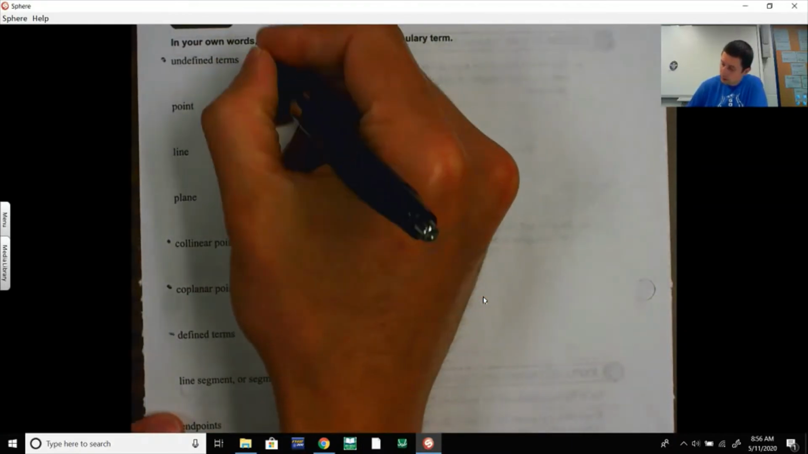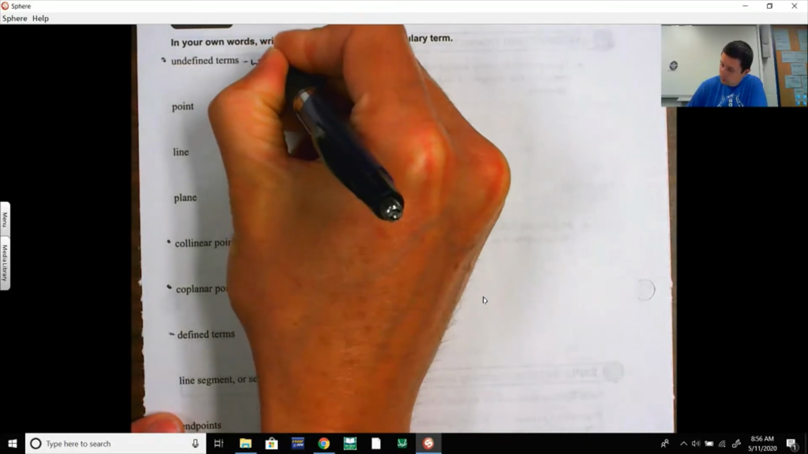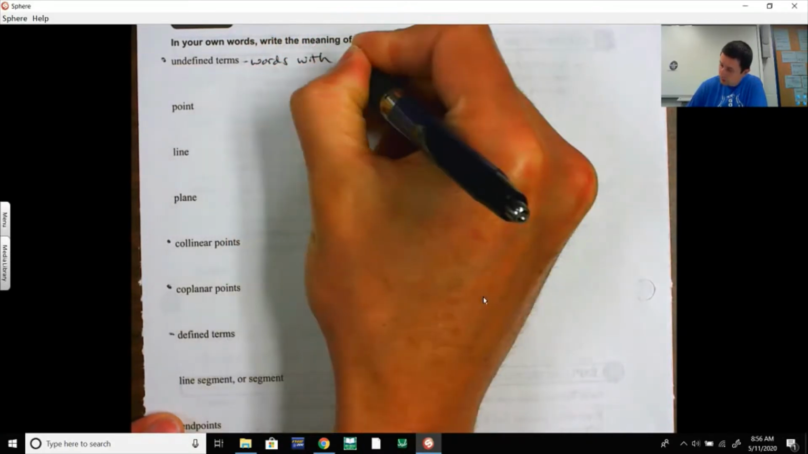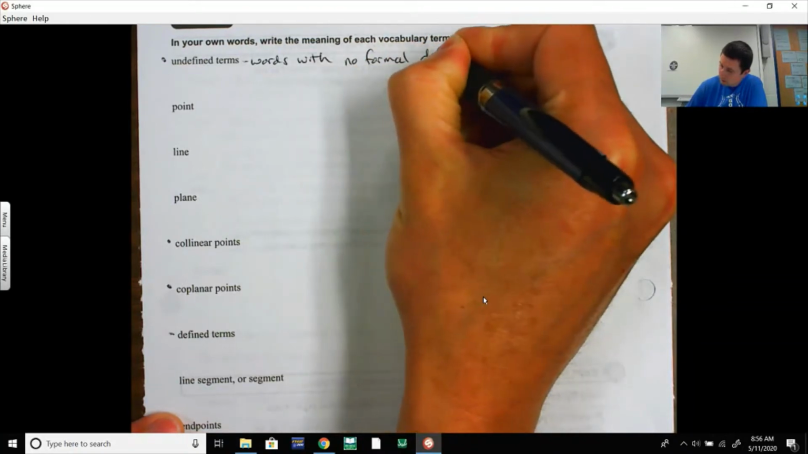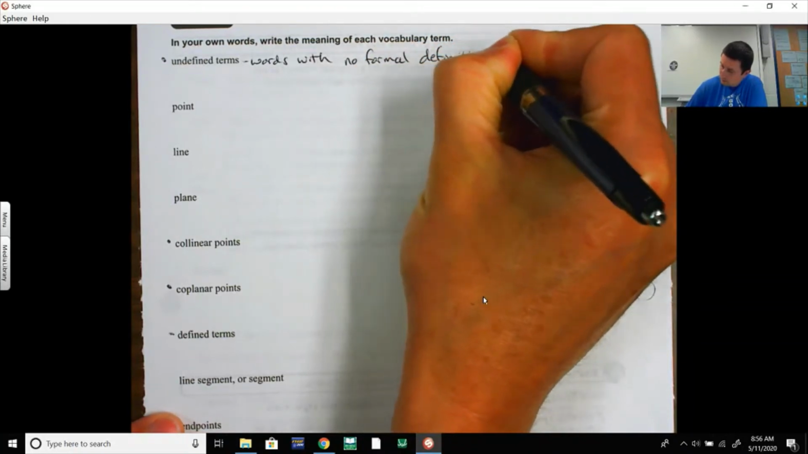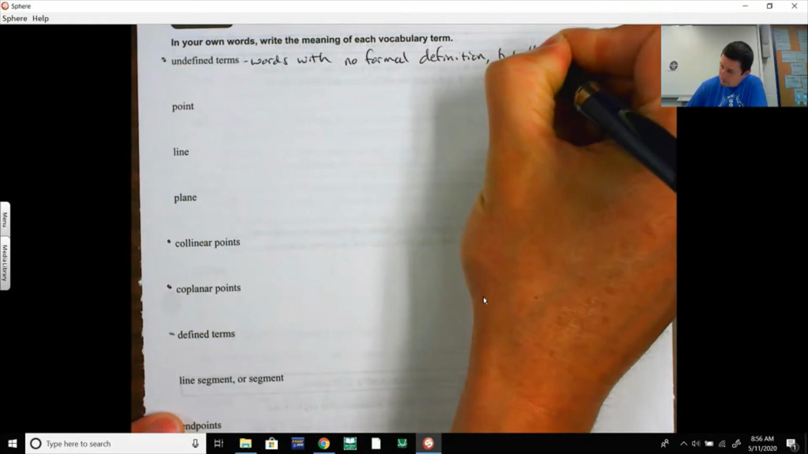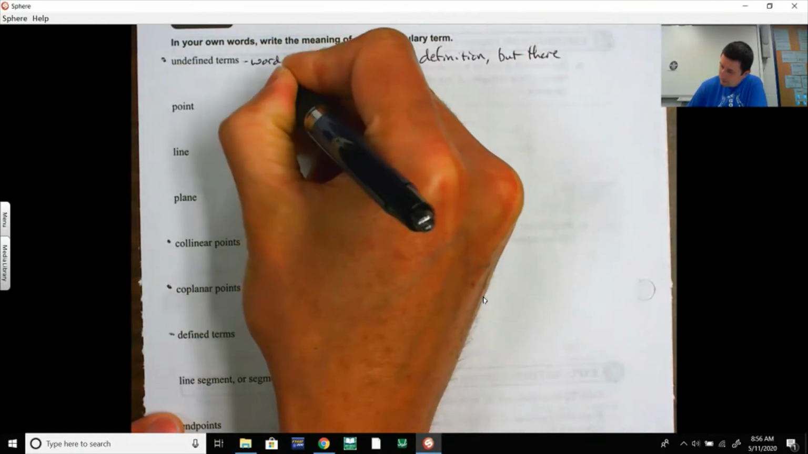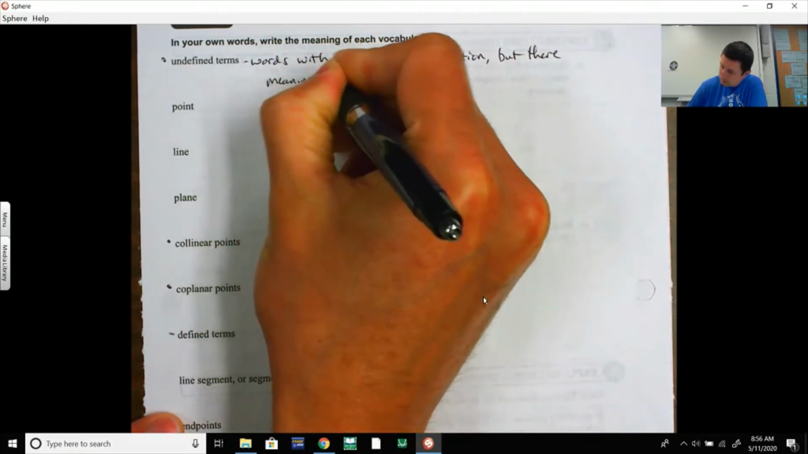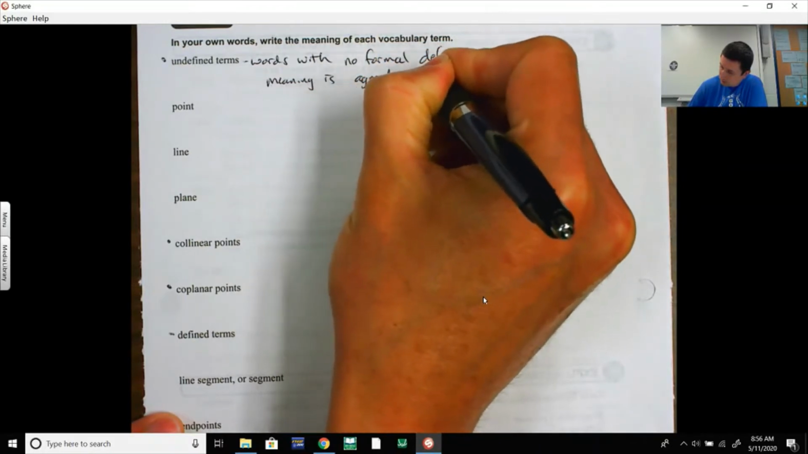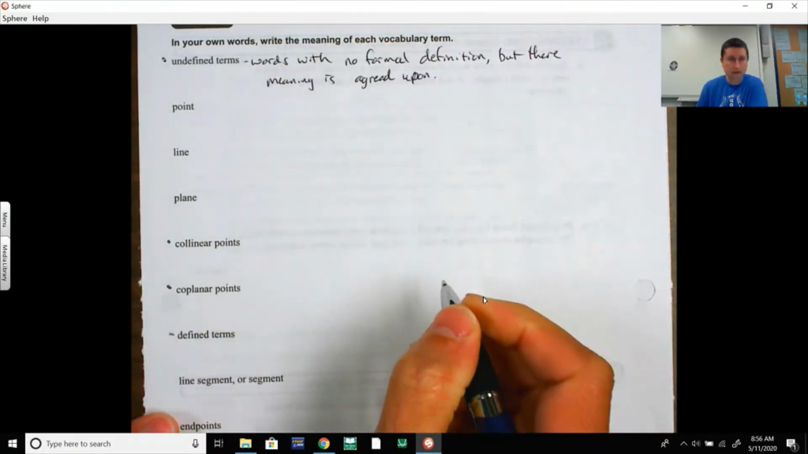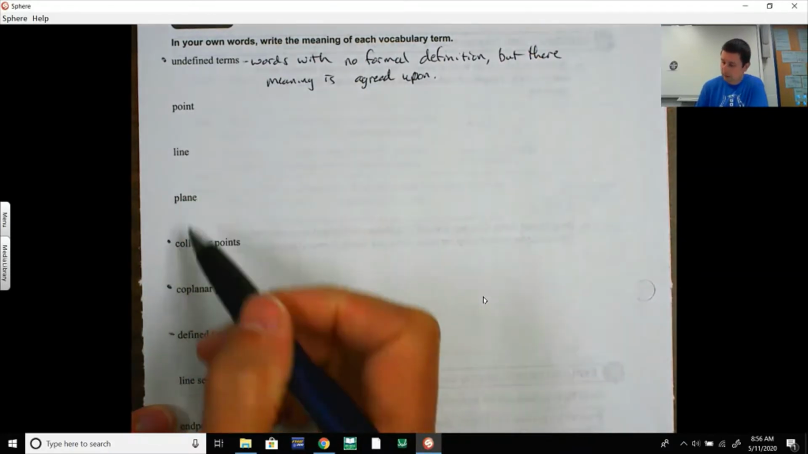So undefined terms. These are words with no formal definition. But their meaning is agreed upon. So everyone agrees what they are, but they don't really have a definition. Okay, points, lines, and planes.